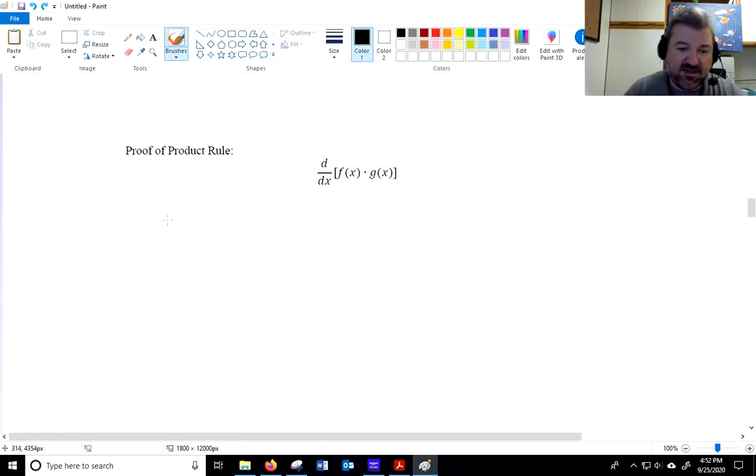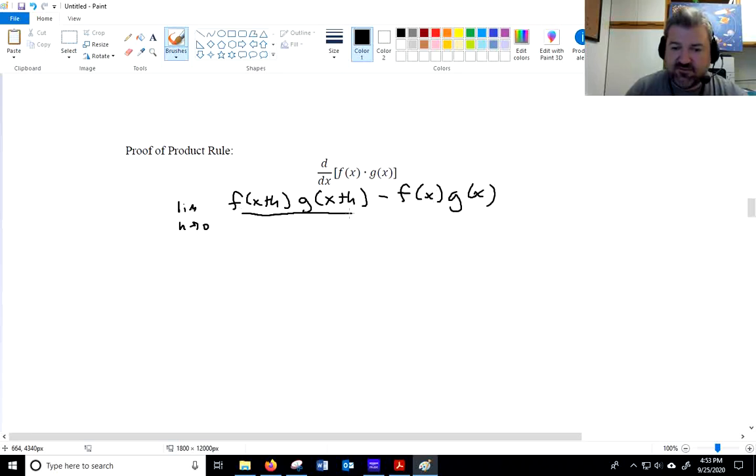I need to say the derivative of f of x times g of x. Well, that is the limit as h goes to 0 of f of x plus h times g of x plus h minus f of x, g of x, all over h, right? Now, I'm going to do something a little bit clever. Well, not because I'm clever, but because somebody more clever than me told me to do this. But I'm going to do it nonetheless.